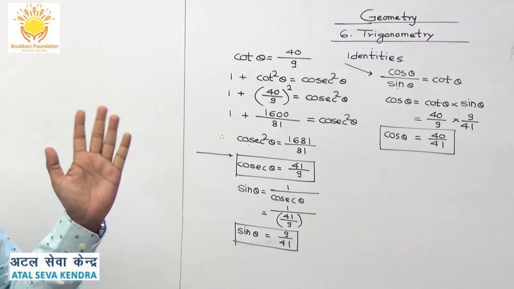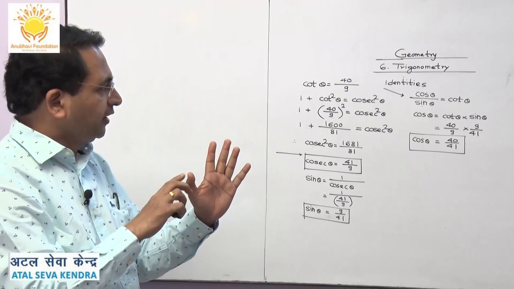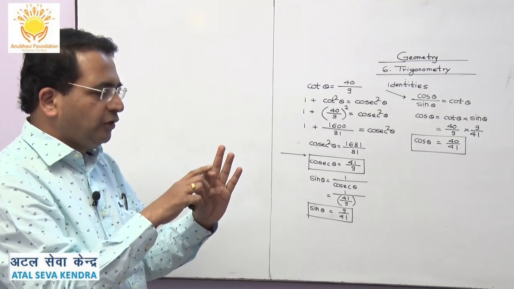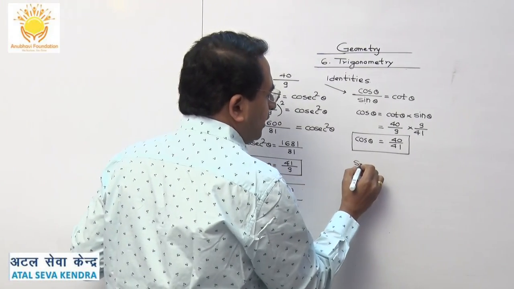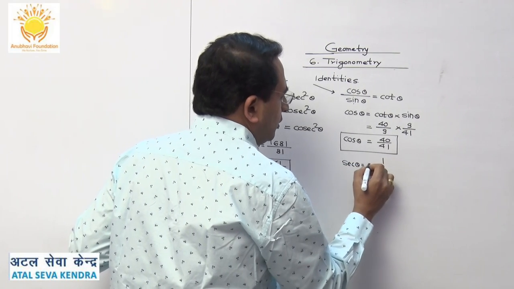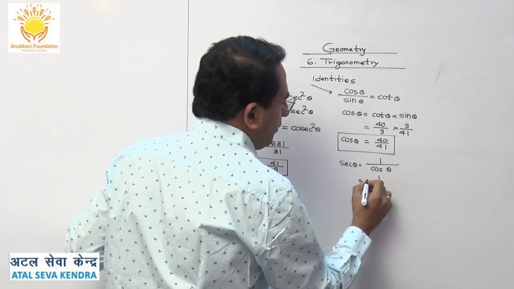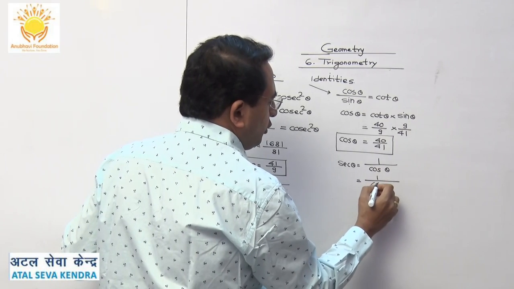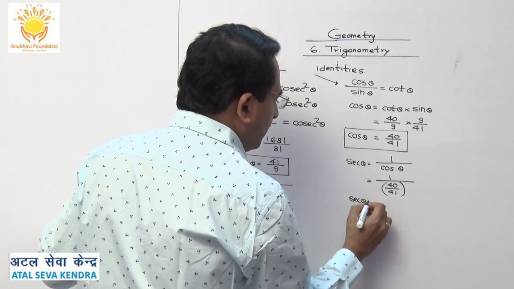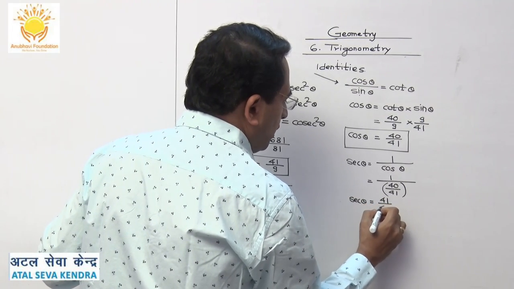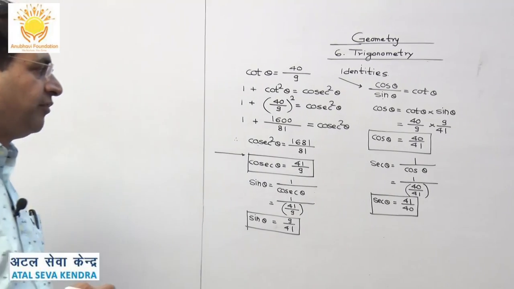We have to keep in mind, these are the 5 answers we require because 5 ratios are remaining. Out of that we have got the value of cosec, we have got the value of sine, we have got the value of cos. Now we have to find the value of sec theta which is related with cos. So it is 1 upon cos of theta. So we can write 1 upon cos of theta, which is 40 upon 41, and therefore sec of theta is written as 41 upon 40. We have to fix up this one. This is the value of sec.